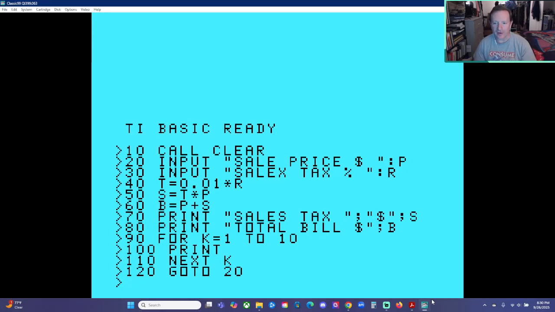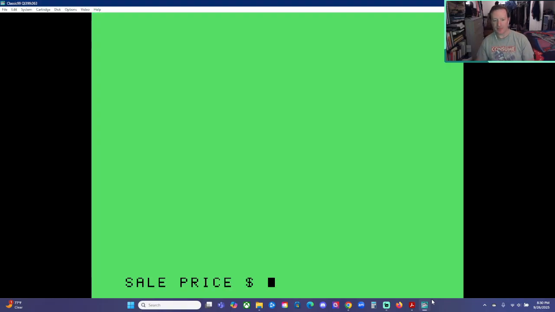Okay, let's look at the program, see if we see any obvious errors, math errors, typos, syntax errors. At a glance, it looks pretty good. Let's run the program, see what we can make it do. Okay, sale price. The spacing there is funky. I would probably not have done it that way, but again, I'm trying to do these exactly as they're written in the book.